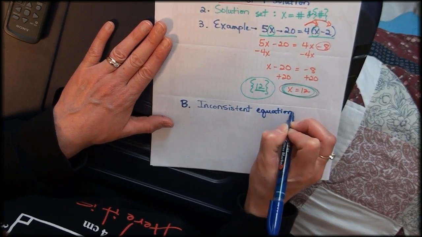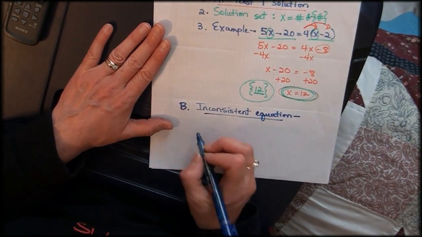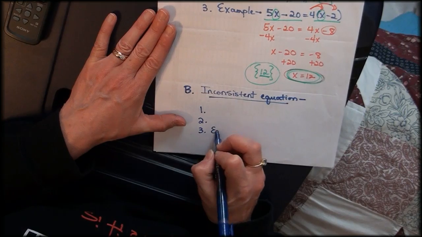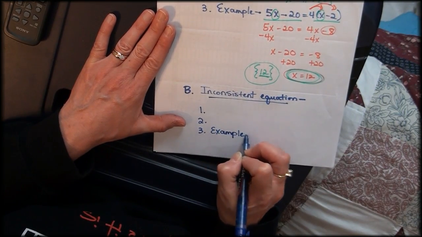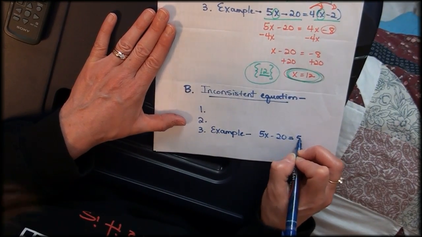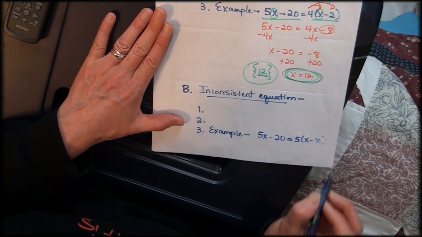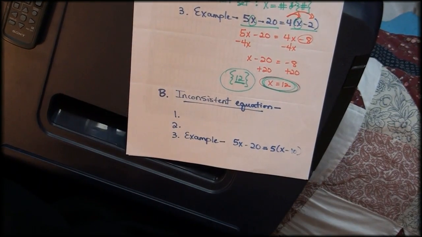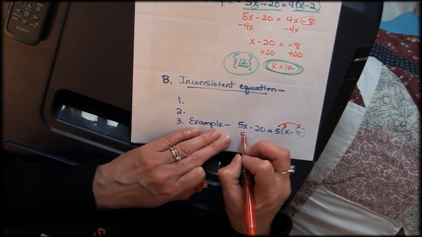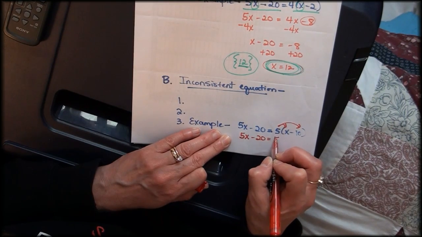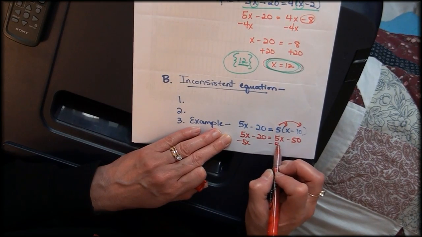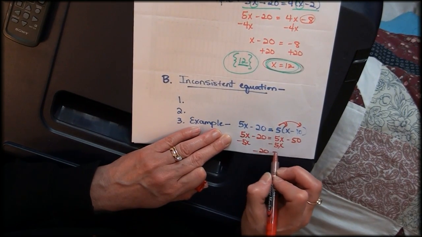Apologize for the noise. But an inconsistent equation. Now leave yourself a little bit of space here and we'll fill in what happens with the inconsistent. But let's take a look at an example because it'll make a whole lot more sense seeing the example. Let's say that we have 5x minus 20 equals 5 times x minus 10. And once again, you know that to solve that equation, you have to distribute your 5 through. And so when you distribute the 5, you get a 5x minus 50. And you know that you need to subtract 5x from both sides. That gives you a negative 20 equals a negative 50.